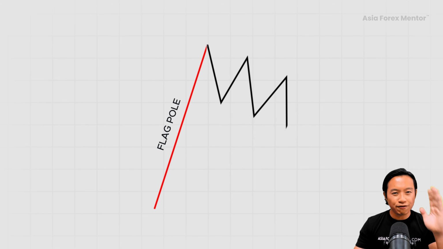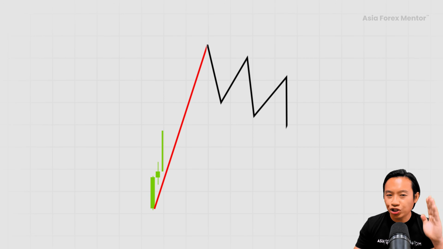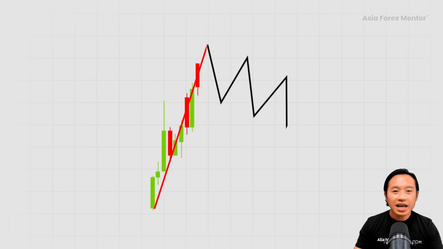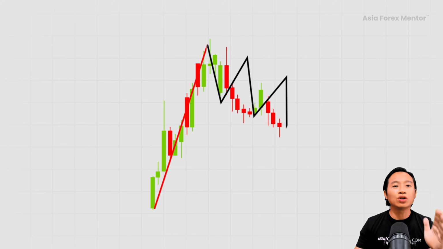The flag pole is the first part of the flag pattern, and it represents what? It represents a strong trend on the market. Essentially, any big upward or downward move can turn into a flag, making it look like a flag pole. So when the flag pattern starts to take shape, you will notice a significant initial move, often called the flag pole. And then after that, there's a short consolidation period, forming what looks like a flag.